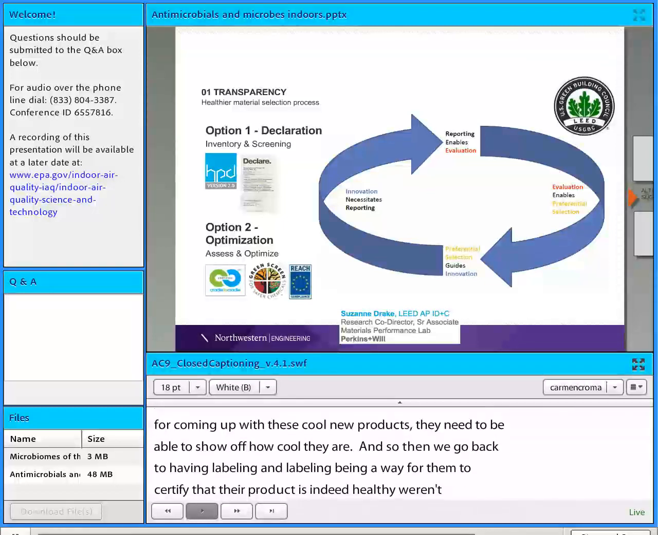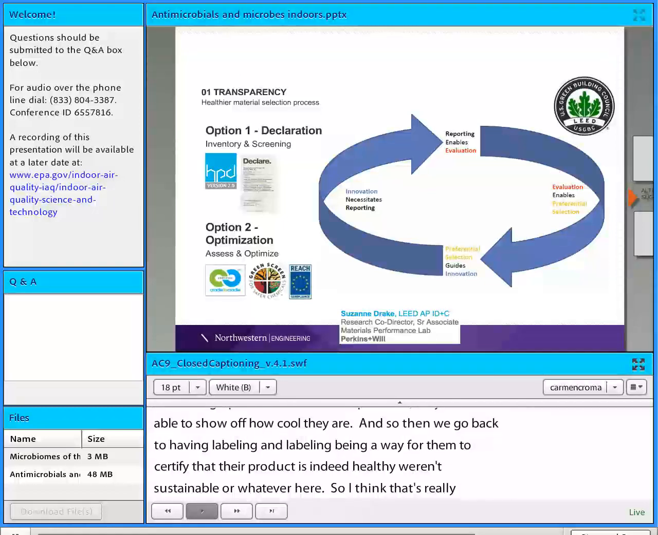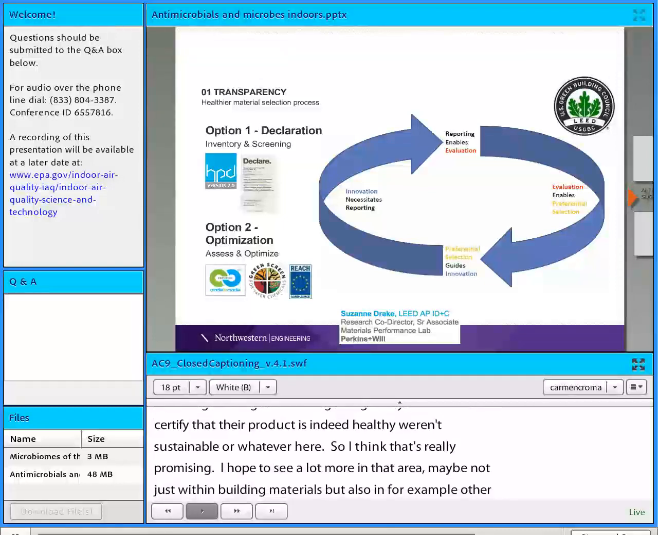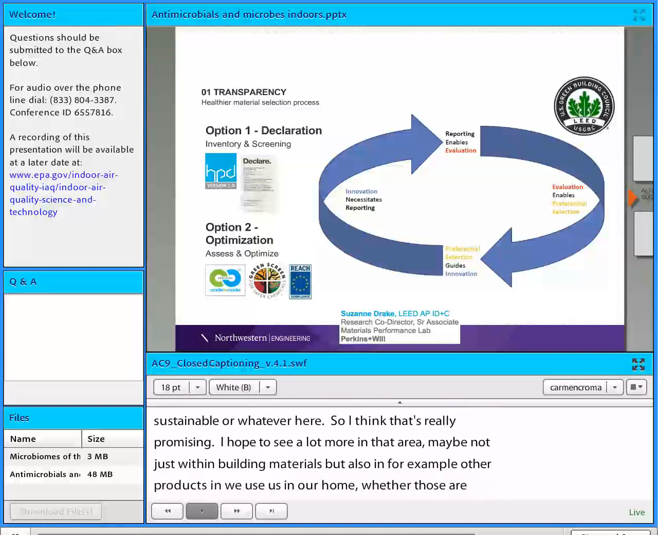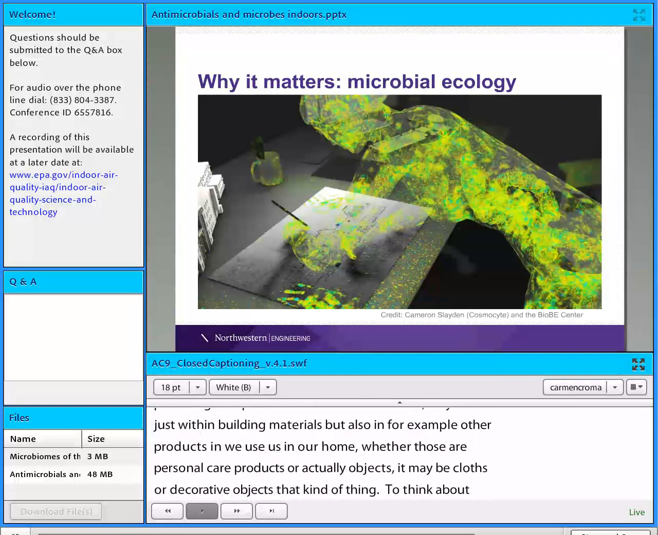So I think that's really promising, and I hope to see a lot more in that area, maybe not just within building materials, but also in other products that we use in our homes, whether those are personal care products or actual objects, or clothes, or decorative objects, that kind of thing. To think more holistically about what all is in these objects.